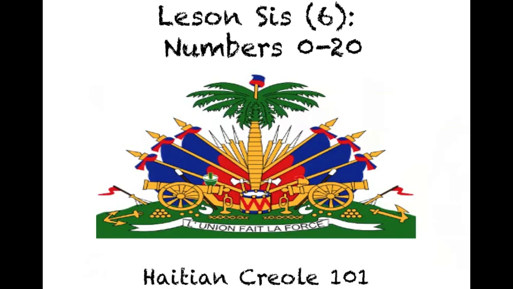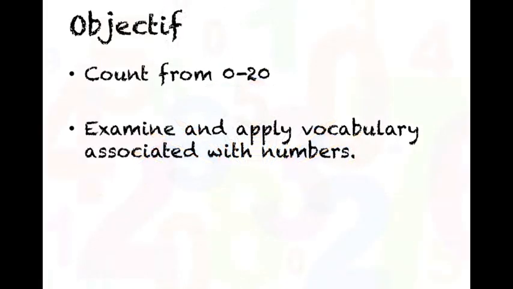I'm going to be talking about numbers, numbers 0 to 20. So without further ado, let's go ahead and get started. For this lesson we have two objectives: counting from 0 to 20, and examining some vocabulary associated with numbers and counting.